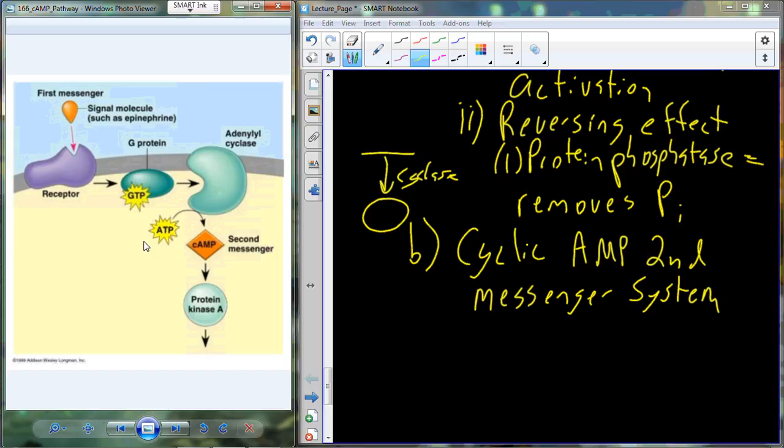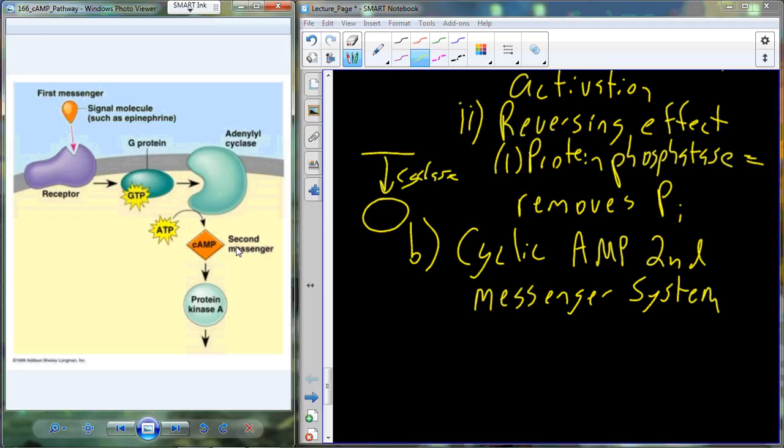C-A-M-P. Cyclic AMP is a second messenger. It takes the signal of the first messenger and passes it onto this molecule called protein kinase A. Protein kinase A is a very specific protein kinase, not like protein kinase 1, which is really just a general name for specific protein kinases. Protein kinase A is a specific protein kinase.